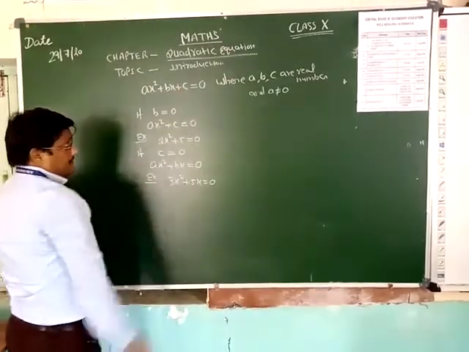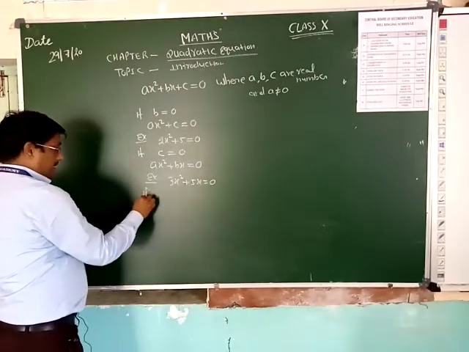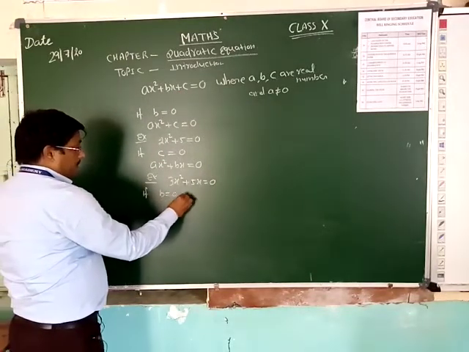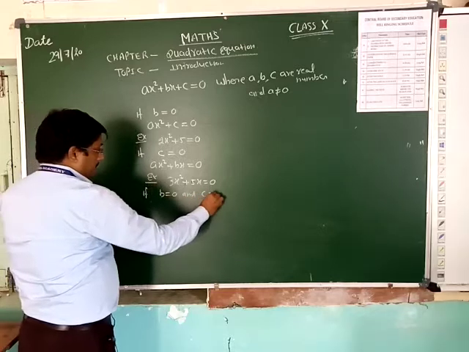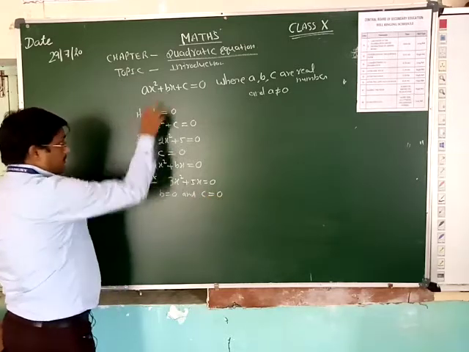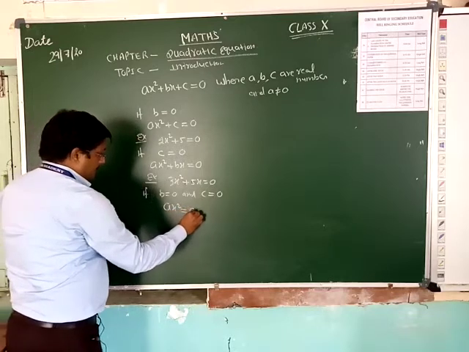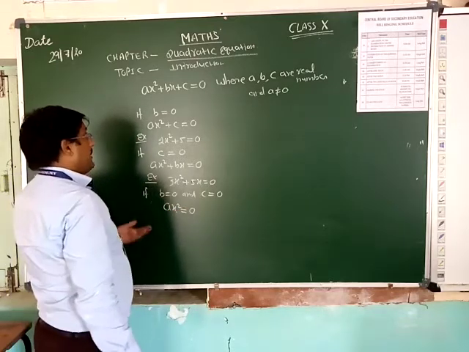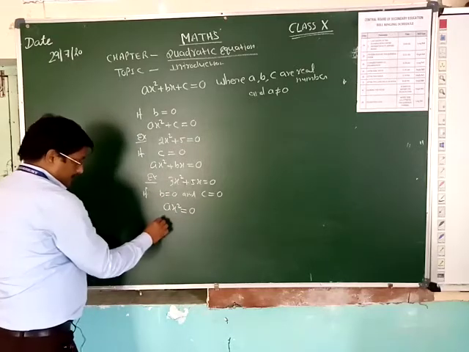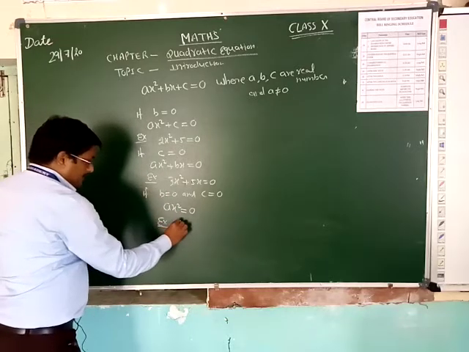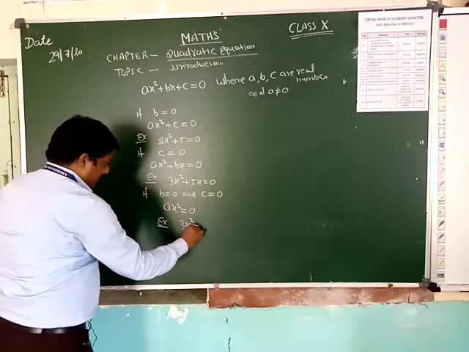If b and c both are 0, if b is equal to 0 and c is equal to 0, then this equation can be represented as ax square is equal to 0. It is also another kind of quadratic equation. For example, 3x square is equal to 0.